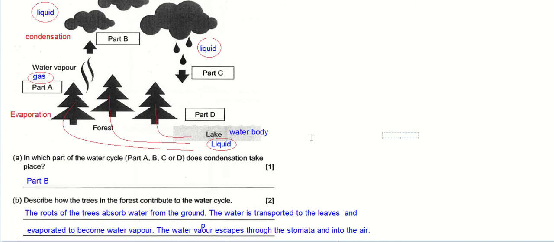Okay, so that's the answer for B, right? So description means you have to describe step by step. All right, so that's the answer for this question. If you have any questions, if you don't understand water vapor yet, you can have a look at this. Now, not all water vapor uses trees to evaporate the water. Not all of them, but some do. Okay, in this particular question, it does. Thank you.